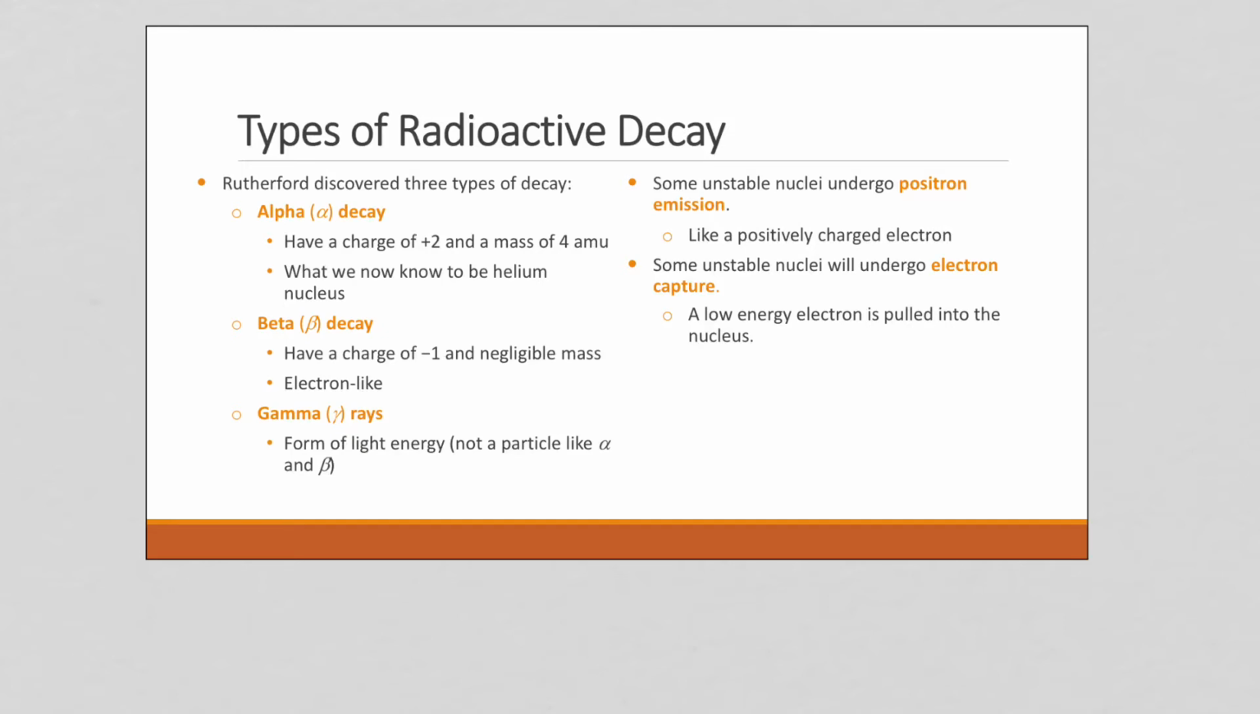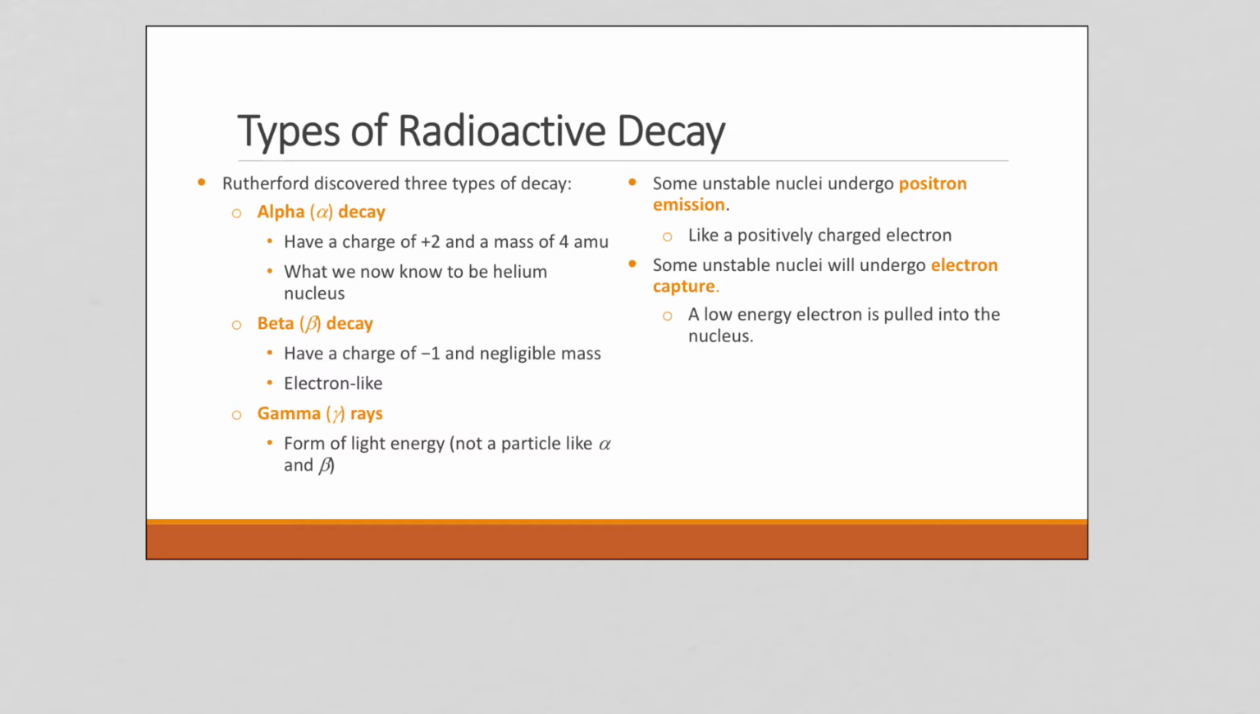Now, beta particles are much, much smaller. They are about the size of an electron. They have a -1 charge, and again very little mass. So very much electron-like, but of course emanating from the nucleus, not around the nucleus.